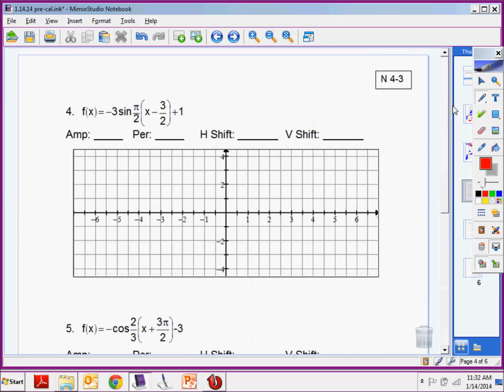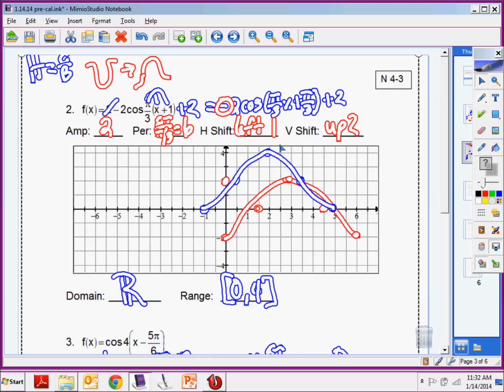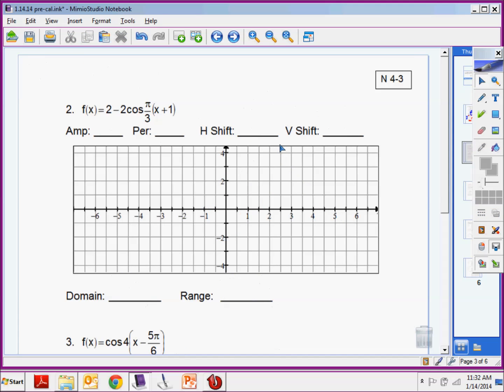All right, so now we're dealing with what function? Cosine. We're dealing with cosine. It says 2 minus 2 cosine pi/3 times x plus 1. Correct? The only thing that this problem did wrong, well, it's not wrong, but could confuse you, is that they put your vertical shift in the front. Okay? It's still your vertical shift.